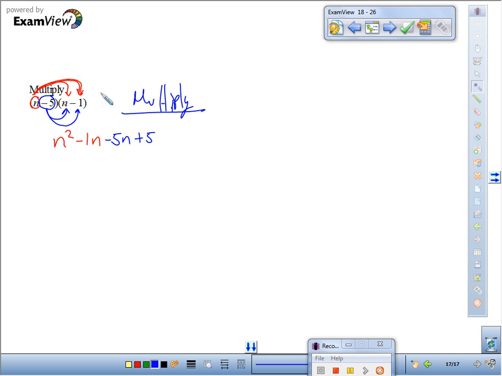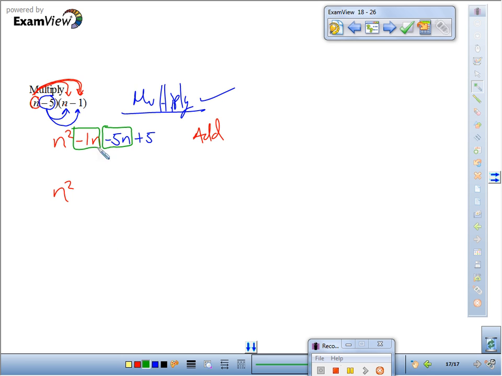I'm done with multiplication. That's it. At this point, in order to simplify, I need to do addition, or I need to add. How do we add? By identifying things that are the same term. Look at this one. They need to have the same variable, same exponent. Do we have any other n squares? No, I rewrite this. N to the 2nd. Next, I have negative 1n right here, and I have negative 5n right here. I can combine those two.